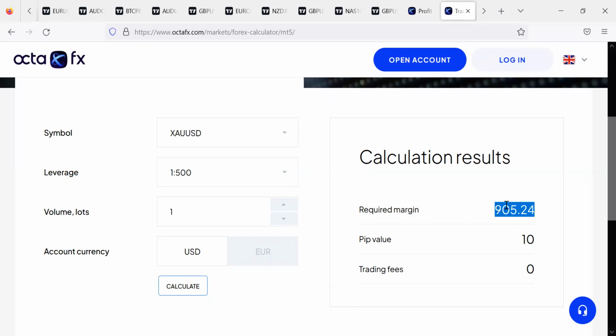Okay, let me just say 1,000. 10% of $1,000 is $10,000. Okay, $10,000. So I need to have at least $9,000 in my account. Not even 9,000, $4,500 in my account to take this trade because I use just 5% of my trade to enter a trade.